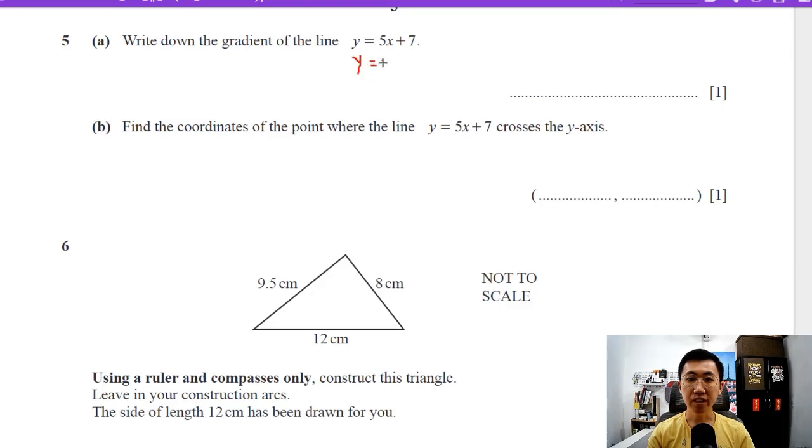5a, write down the gradient of the line y equals to 5x plus 7. So just compare like this side by side. y equals to mx plus c. m is the gradient, so it's actually 5. Done. Okay.